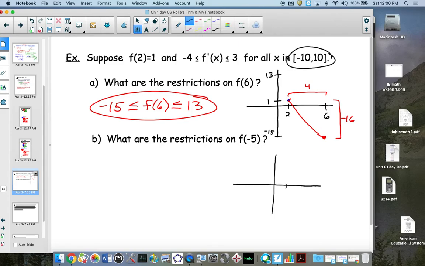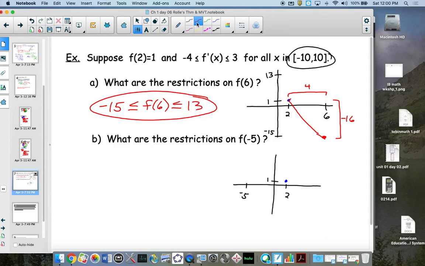So let's go back here, and here's 2, and that has 1. And we know that f of 2 is equal to 1. But now we're going all the way backwards to -5. Okay, so now it kind of works in reverse.